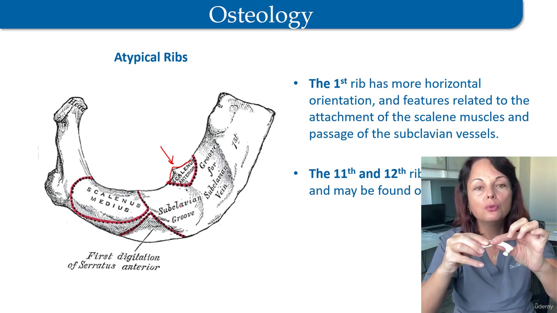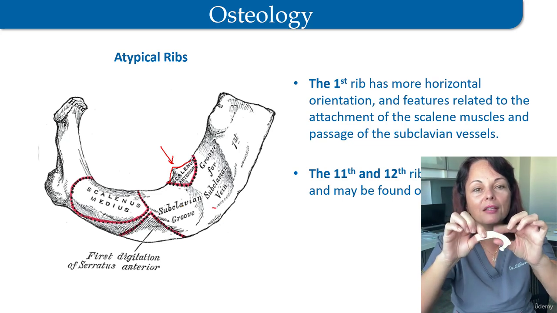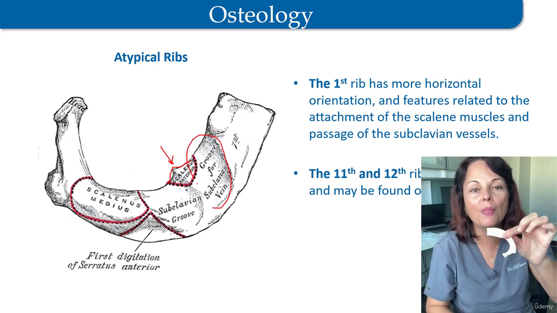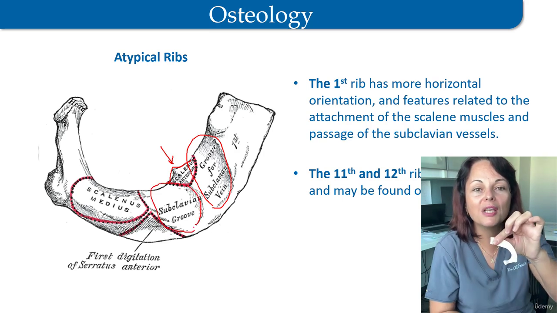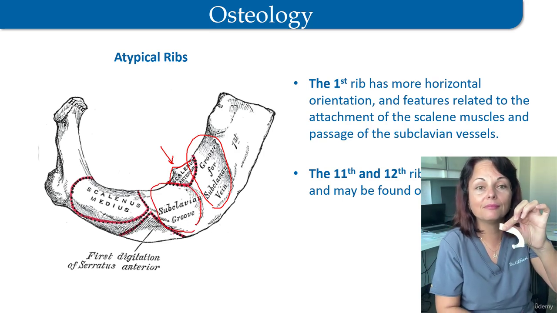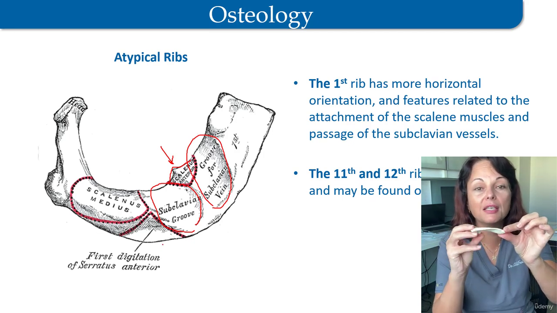Two shallow grooves run medial and lateral to this tubercle. The first indicates the localization of the subclavian vein, while the second belongs to the subclavian artery. There is no costal groove on its inner surface, as you see. It's just flat.